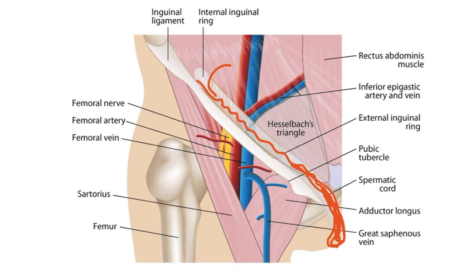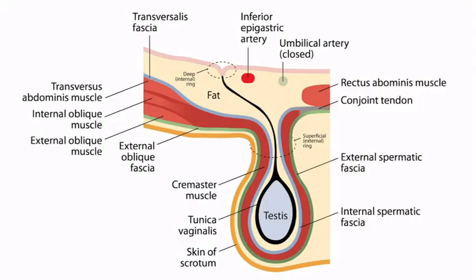To better visualize this, let's take an axial cut through here. This will allow us to see all the layers. This is an image showing the abdominal wall and all its layers. And this is an anterior perspective, and we're looking at the right testicle.